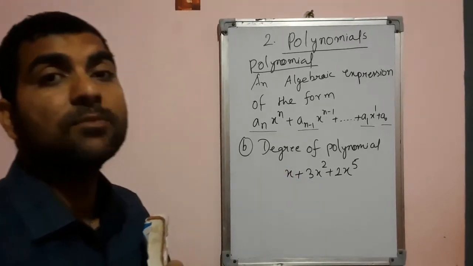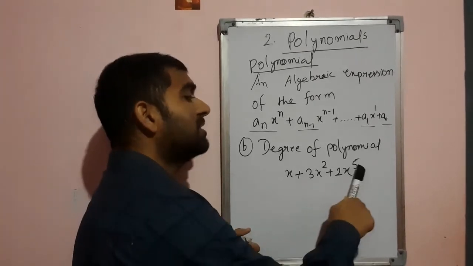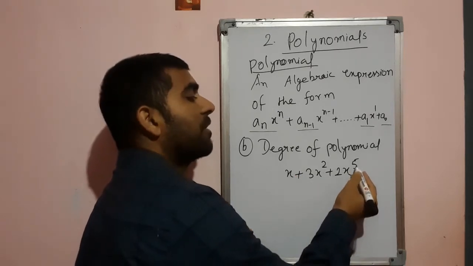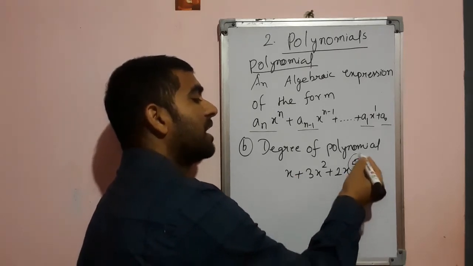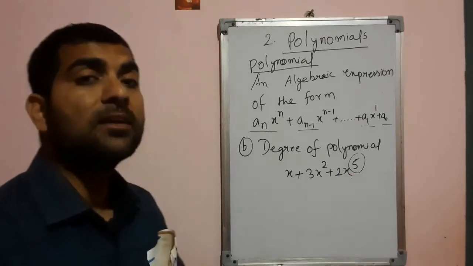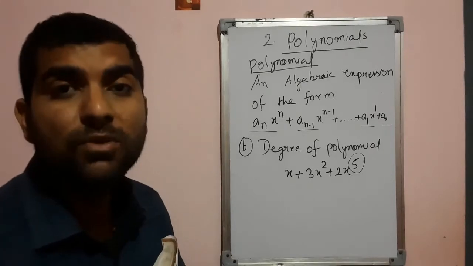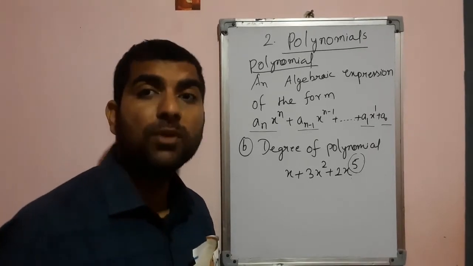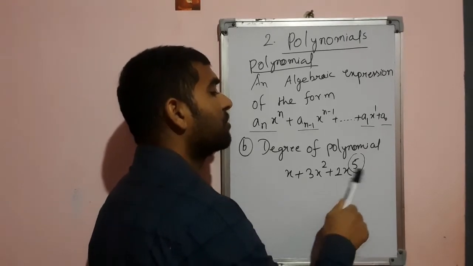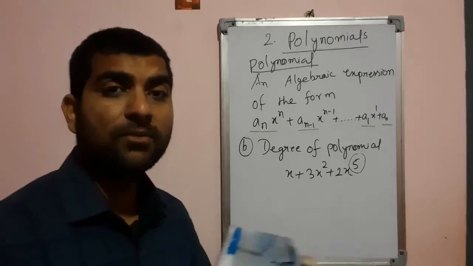There are so many terms, so obviously it is a polynomial. What will be the degree? Degree of a polynomial means highest power. Which one is the highest power here? x to the power 5. So 5 is the highest power, so the degree of the polynomial will be 5. How do we define it? The highest power of the polynomial is known as the degree of the polynomial.